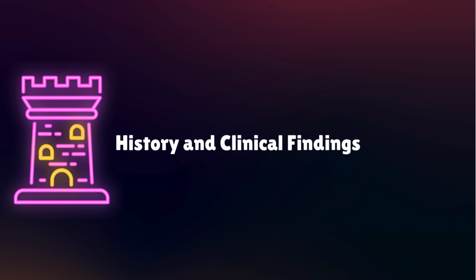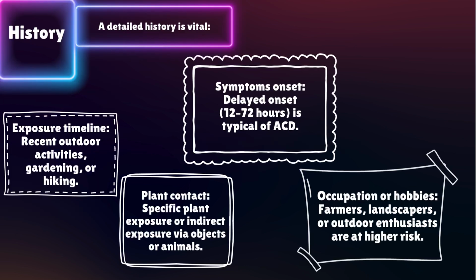History and clinical findings. The role of history. A detailed patient history is a dermatologist's compass. Did the rash follow outdoor activities like gardening or hiking? Was there direct contact with plants, or was it indirect, via clothing, tools, or pets? How soon did symptoms appear? Allergic reactions often have a delayed onset, 12 to 72 hours after exposure. Occupation and hobbies provide clues. Farmers, landscapers, and outdoor enthusiasts are at higher risk.